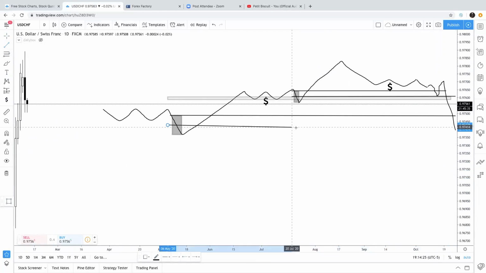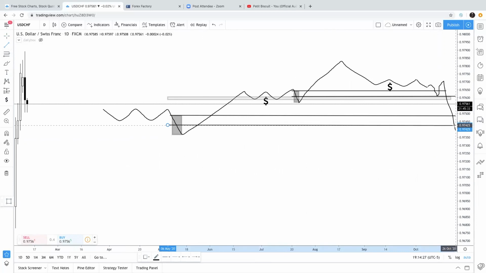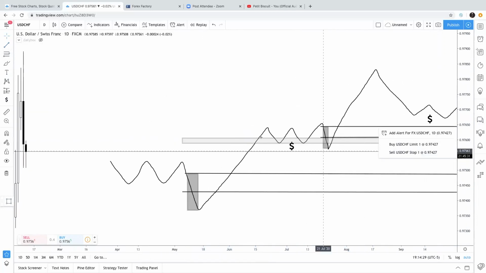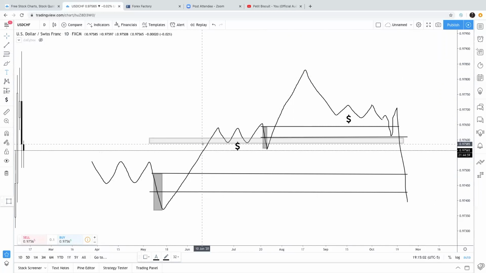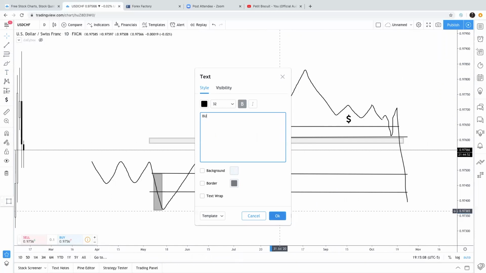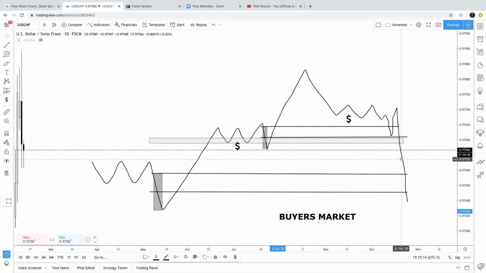We'll do the 50% and the open. Let me zoom back in. So again, everything below the equilibrium is a buyer's market. Boom, we now dropped below that equilibrium. Now anywhere in this zone, we can start looking for that buy opportunity.